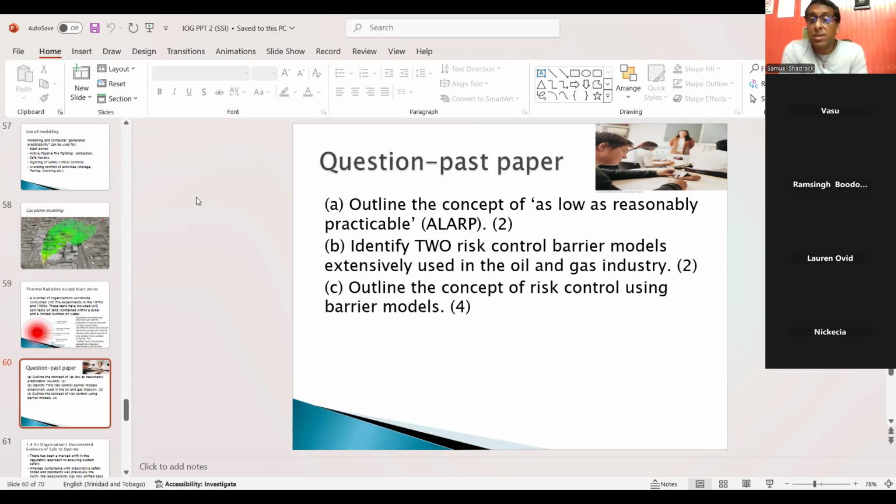This one, another question on ALARP: outline the concept of as low as reasonably practicable, identify two risk control barrier models extensively used in the oil and gas industry. Outline the concept of risk control using the barrier model. So part B is identify. Identify doesn't mean to explain. To put it in a sentence, you'd say a risk control barrier model that is used extensively in the oil and gas industry is the bow tie analysis.